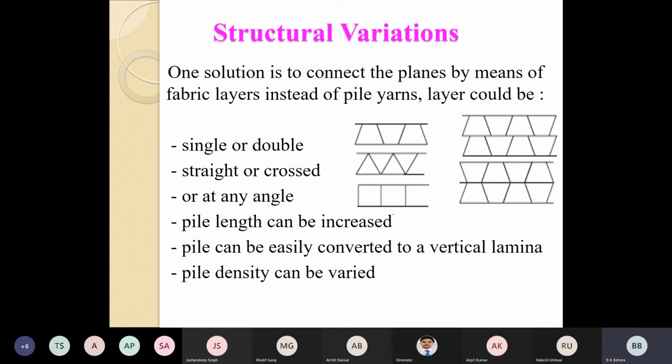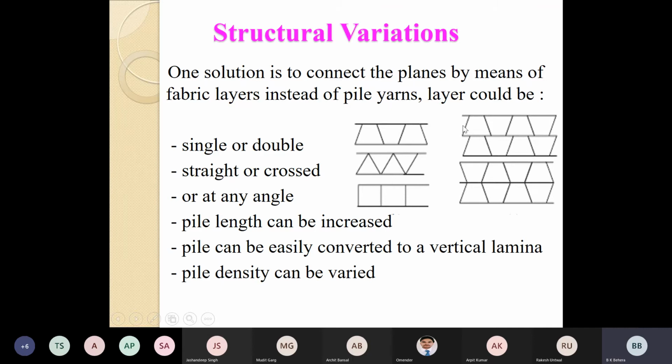Look at what is this structural variation. I have already told you we have a lot of options in this technology to produce fabric or structure of different variables. What are those variables? Single or double. This is single, this is double. Straight or crossed. Could be straight, could be crossed. At any angle.